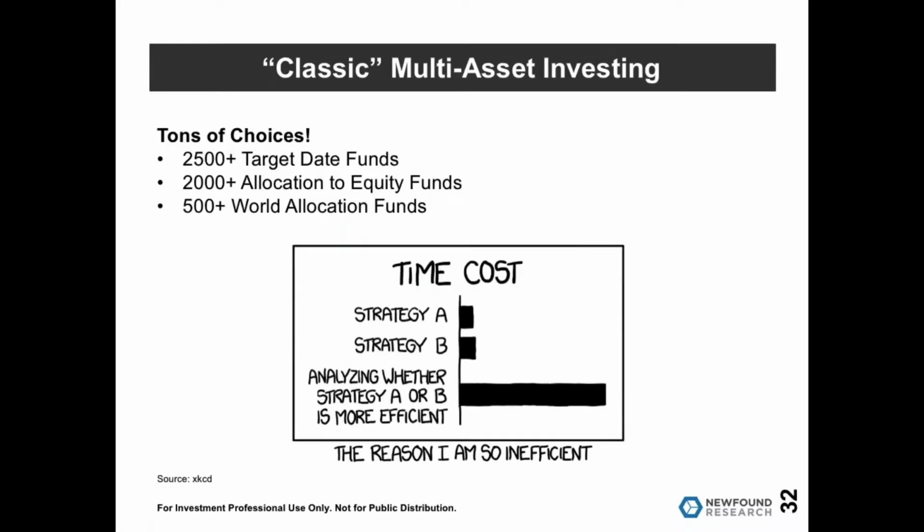So the 5100 ones were right. We have 2500 target date funds, 2000 allocation, and 500 world allocation. So here's where you have to ask yourself, how do you even think to allocate or to evaluate all of these different strategies when you have 5100 funds that are possible to look at? So we're going to get a little more into some of the ways that we as a firm and I would approach this problem.